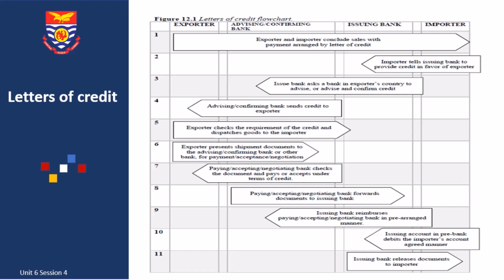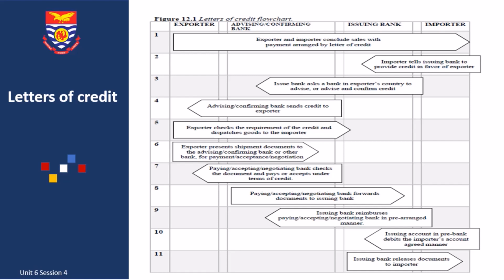First, the exporter and importer conclude a sale with payment arranged by letter of credit. So this moves from the exporter to the importer. You realize the arrow is moving from the exporter through to the importer. Then the importer tells the issuing bank to provide credit in favor of the exporter. This is moving from the importer to the importer's issuing bank. Then the issuing bank asks a bank in the exporter's country to advise and confirm credit. So this is moving between the two banks, from the issuing bank to the advising bank.